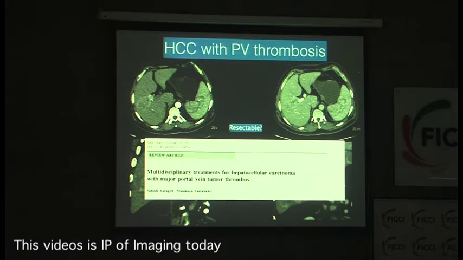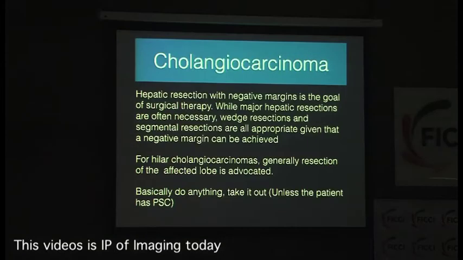And there are lots of papers, especially from Southeast Asia, including this one, which says that even if you have tumor in the vein, you can resect and it does give a survival benefit to the patients. So you do a right hepatectomy, you take out the tumor which is in the right lobe, and you remove the portal vein obviously along with it. So that is as far as HCC goes. Not very difficult, because HCC spares the hilum most of the time.